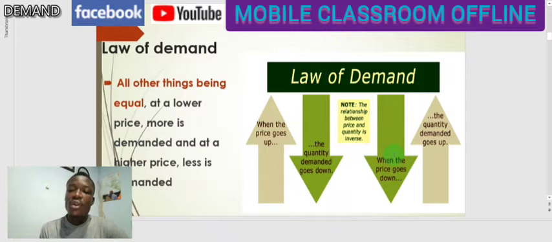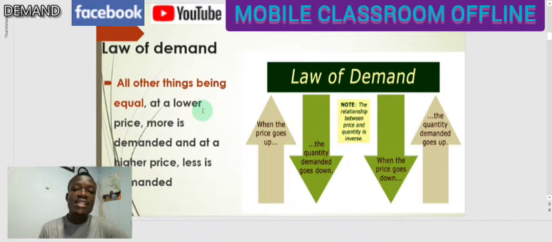However, when I go to the market and the product is now 30 cedis, with that same 100 cedis, I'll be able to buy 3 units of that product. It means that I'll buy and even have a balance of 10 cedis. What it means is that as the price of a commodity goes up, the quantity demanded comes down. And as the price comes down, the quantity demanded goes up.